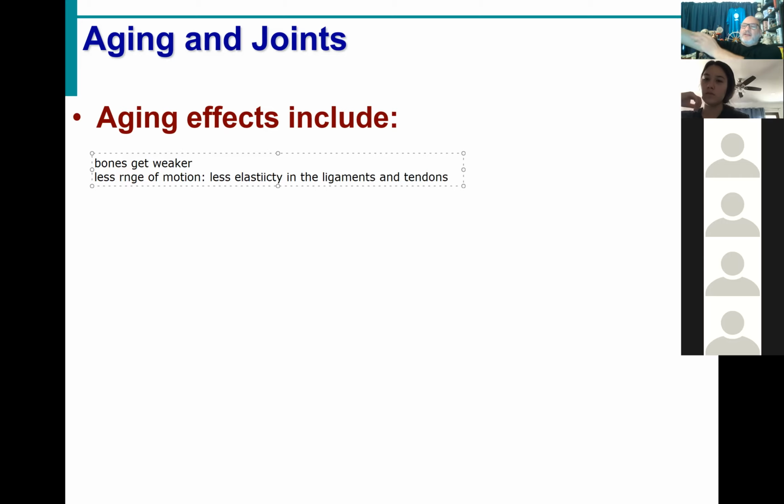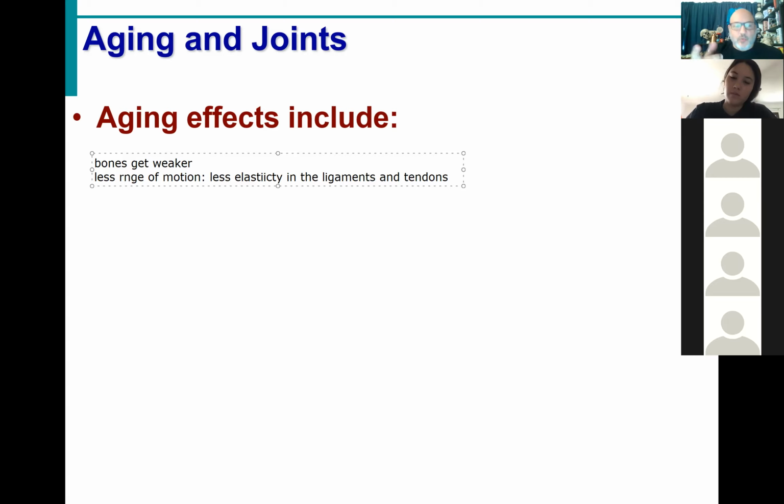Our ligaments and tendons shorten, they lose their elasticity. So our flexibility, our range of motion decreases as we age. Right? It's one of the reasons why continuing to stretch, doing things like yoga and Tai Chi, even at an older age, are things that can help to maintain the elasticity, can maintain the range of motion for our joints. What else?